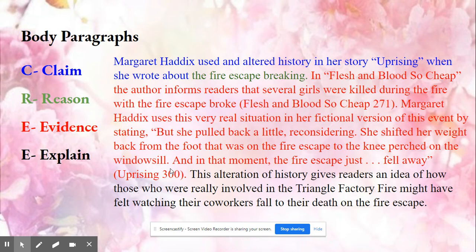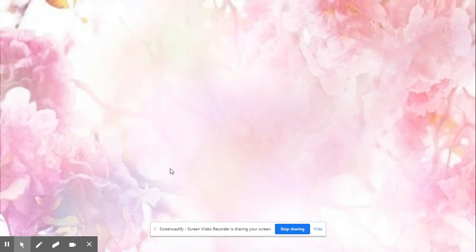The only thing that you're going to need to add to your body paragraphs that I did not add to this one will be transition words. Body paragraph 1 might say, "One way Margaret Haddix used and altered history in her story." Your body paragraph 2 might say "a second way" or "another way." And your body paragraph 3 might say "a third" or "a final way." It just depends on what transition phrase you'd like to use, but please make sure that it's appropriate and it fits your TDA. And the last thing that we're going to need to talk about will be the conclusion.